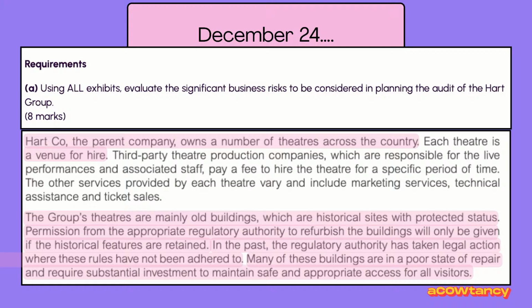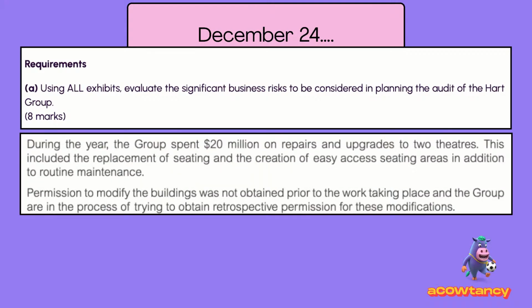Well, we don't really know. So that's where you consider all exhibits. You go looking at another exhibit and think, I haven't got enough information now. But in another exhibit, it said this: during the year, we spent 20 million on repairs and upgrades. So you think, okay, did they get permission? This included replacing seating and creating easy access seating. But here we go, the permission. The permission to modify the building was not obtained prior to the work taking place.